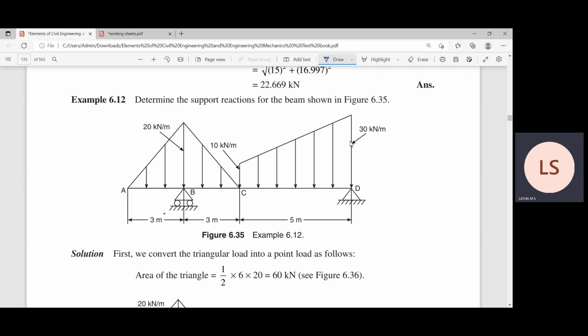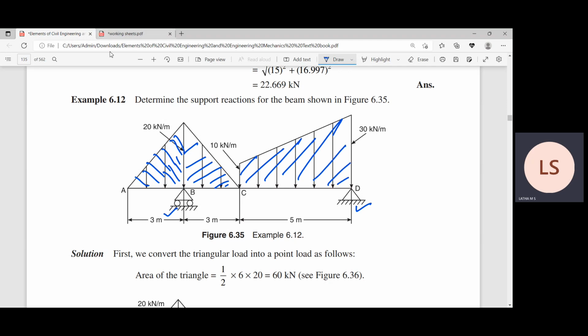At B you find the roller support, and at D you find a hinge support. Coming to the type of loading, on the AB span there is a triangular load. Between the BC span you find one more triangular load, and between C and D it is a trapezoidal load.